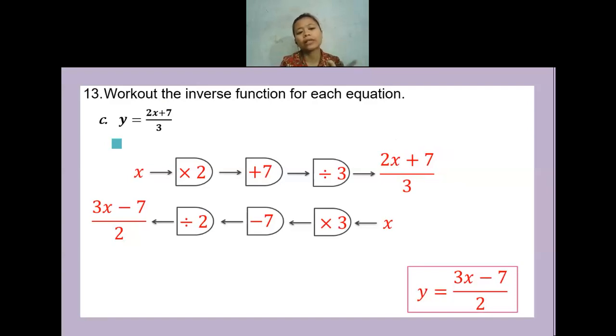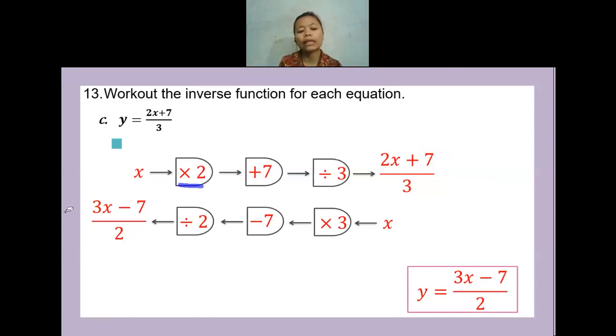For question 13C, work out the inverse function for each equation. We have 2x plus 7 over 3. So now we focus on the letter x. The x here becomes 2x, so the letter x is multiplied by 2. Next to x, there is plus 7, so we add 7. After that, the denominator is 3, so we divide everything by 3. So this is the function machine: times 2, plus 7, divided by 3.